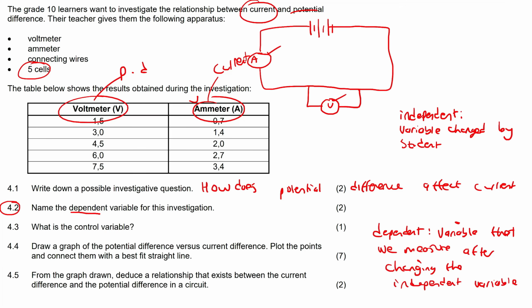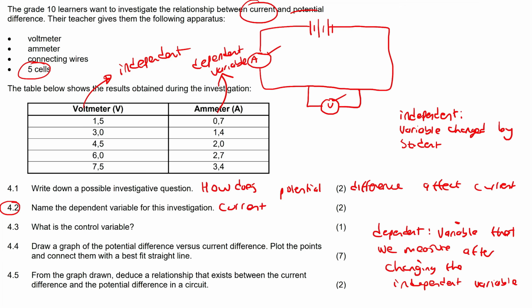Okay, so what is the dependent variable? Well, we know that the learners are changing the voltmeter, so that is your independent, because independent is the variable changed by the student. And then what is the dependent variable, or what is the thing that we were measuring? That is your ammeter reading. So this would be your dependent variable. So we can just say here current. Don't say ammeter. Ammeter is just what you use to measure, but it's actually the current.